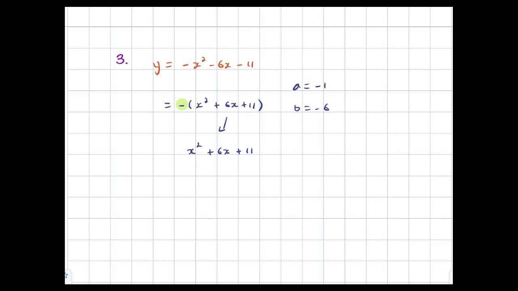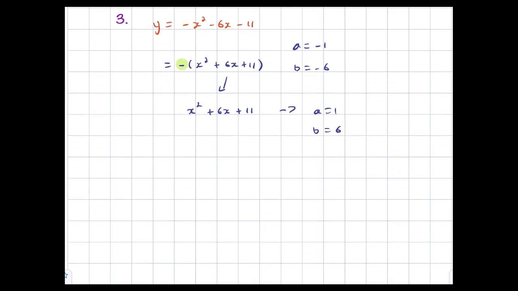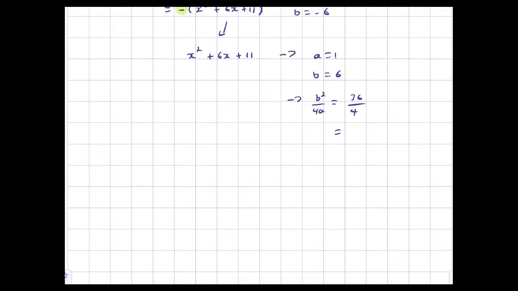So okay, we have x squared plus 6x plus 11, and now a is equal to 1 and b is equal to 6. So we get b squared over 4a is equal to 36 over 4, which is equal to 9. So I'm going to add and subtract 9 from this. I get x squared plus 6x plus 9 plus 11 minus 9. This is of course going to turn into a 2, and this is x plus 3 squared.